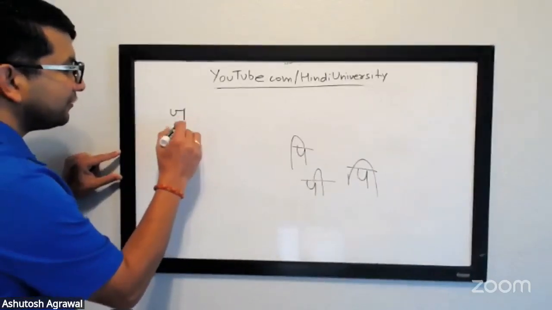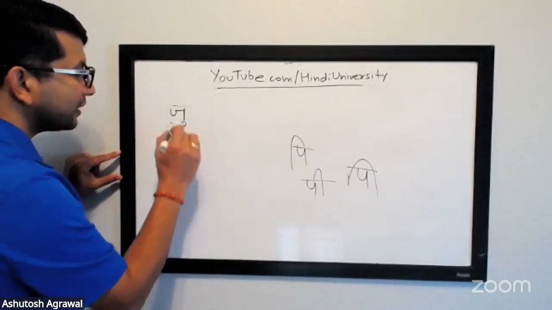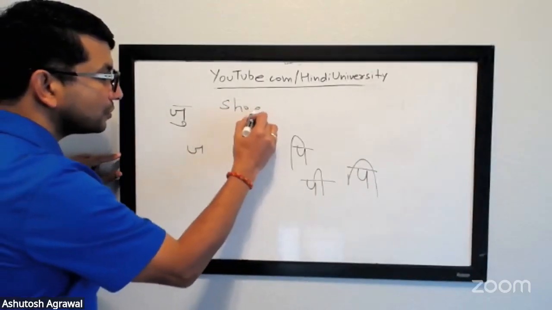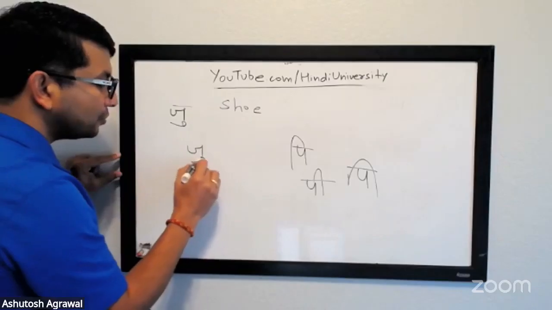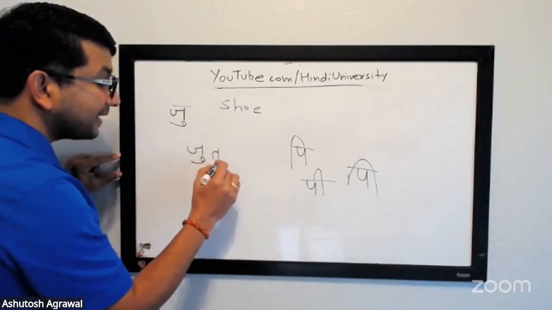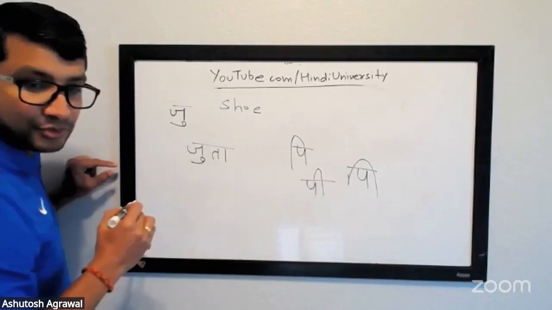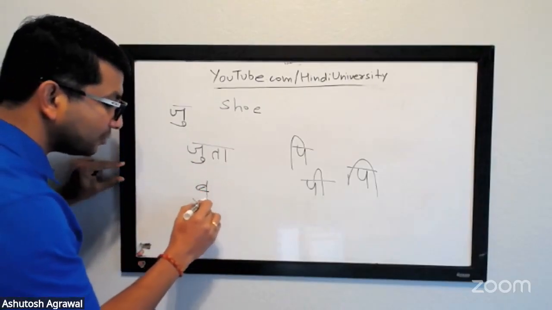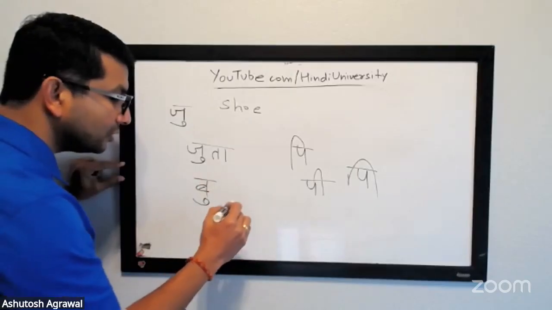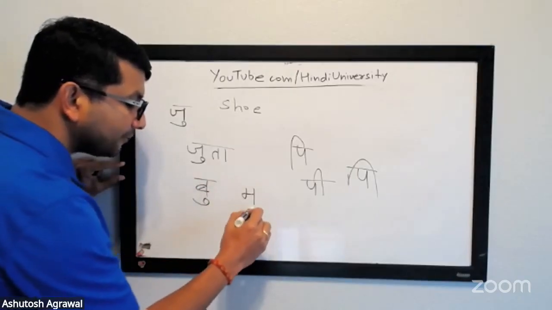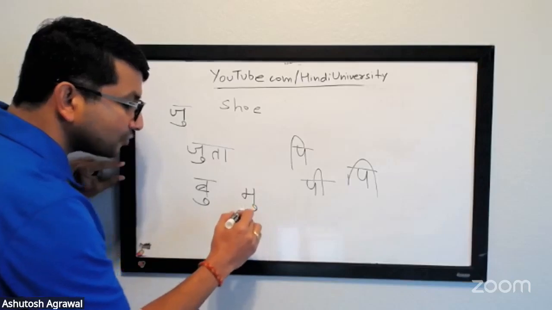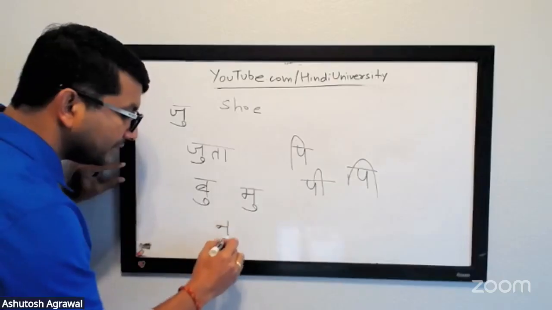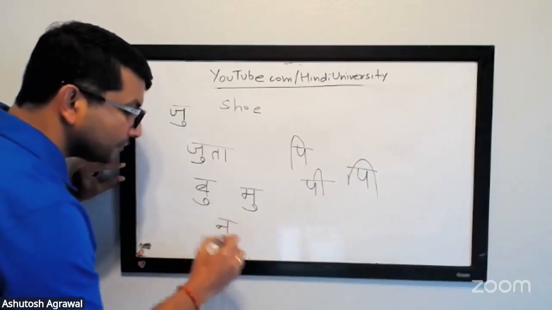so you have a j. If you want to put the U sound, it becomes ju. So for example, if you want to write juta, which means shoe, you have j with U, and you have a t, and there is an a sound to it, so it becomes juta, a shoe. You have a b with short U, bull. You have a ma, put short U, mu. You have a na, put U sound, nu.